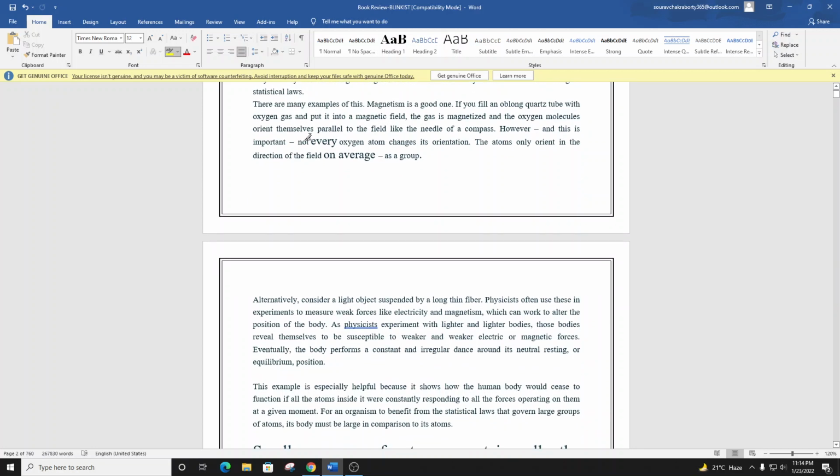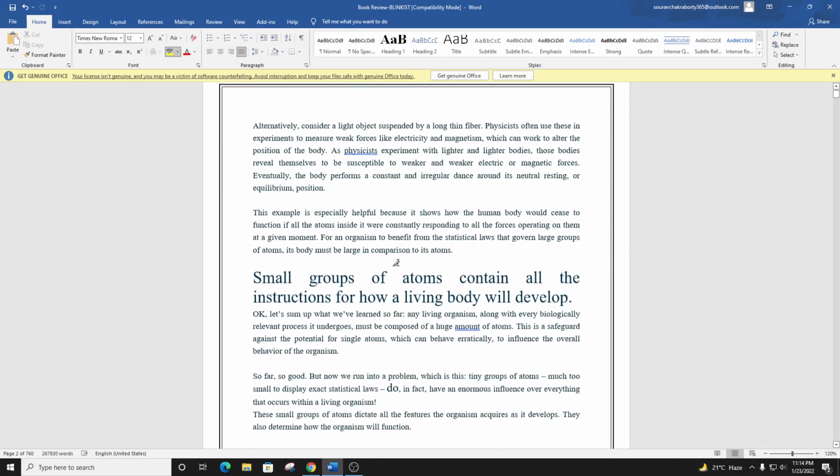There are many examples of this. Magnetism is a good one. If you fill an oblong quartz tube with oxygen gas and put it into a magnetic field, the gas is magnetized. The oxygen molecules have oriented themselves parallel to the field like the needle of a compass. However, and this is important, not every oxygen atom changes its orientation. The atoms only orient in the direction of the field on average, as a group.